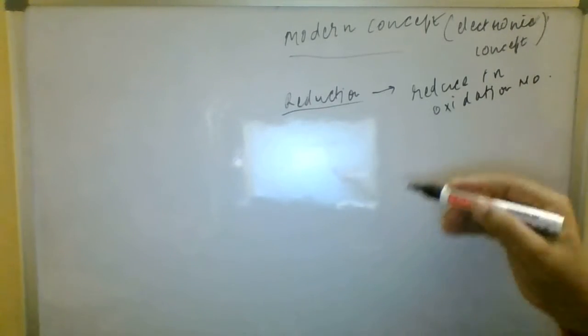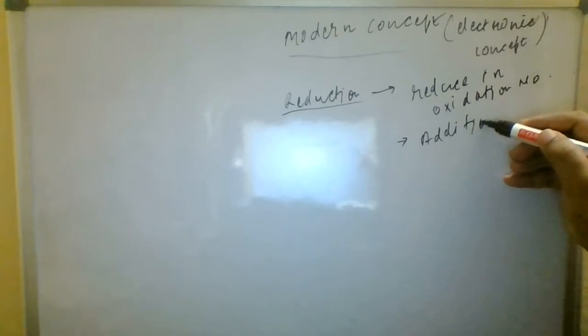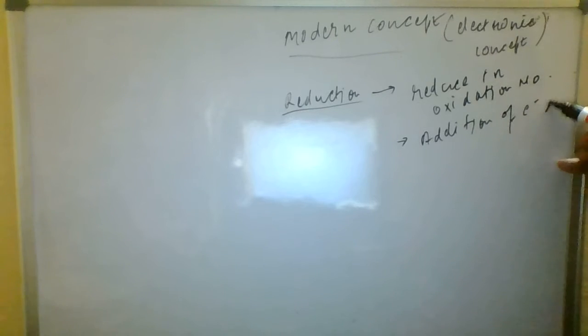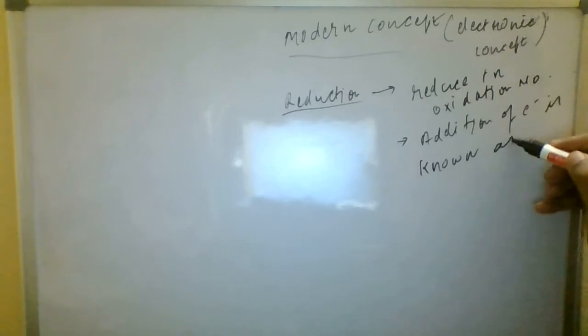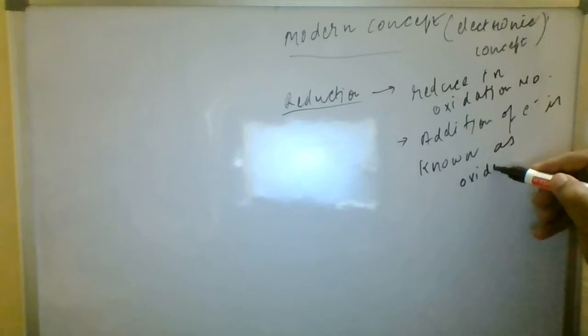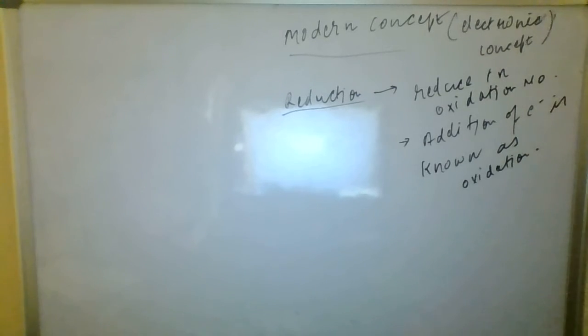And what is the exact definition? Addition of electron is known as reduction. Now let us go with the examples.